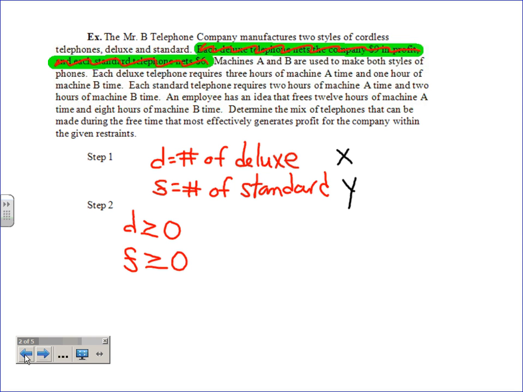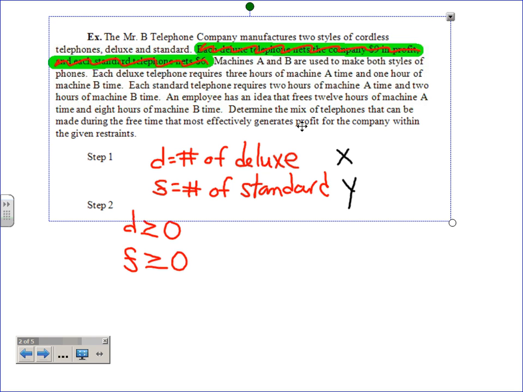So what if I went and I made... The deluxe requires 3 hours on machine A. Could I possibly make 3 of them then in the time requirements? I could, right? Could I make 20 of them? No. So we know that I have to take this times however many I make, and I can't get above 12. Do you agree with that? So we know a lot about hours, don't we?